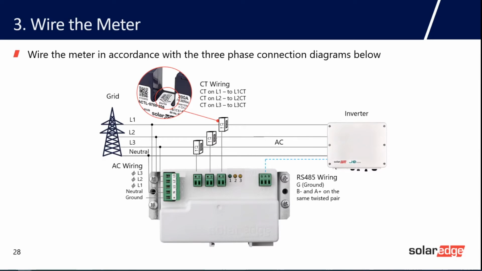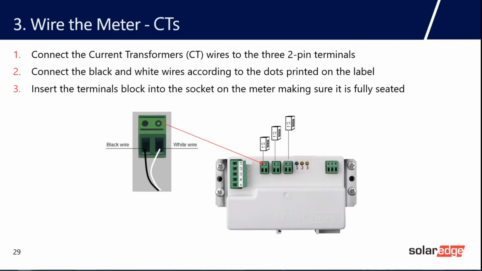Before making any connections, verify that the power is off. Connect the AC side wires from the meter input to the grid connectors on the meter through the circuit breakers. To connect the CTs to the meter, connect the CT wires to the 3 2-pin terminals. Ensure that the black and white wires align with the black and white dots shown on the meter. Insert the terminal block into the socket on the meter, making sure it is fully seated.